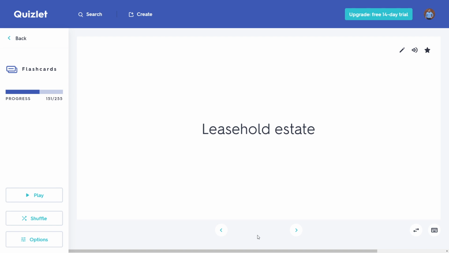All right, so our first term today is going to be leasehold estate. So what is a leasehold estate? Here's a couple seconds for you guys to think this one over, and then I'll come back and give you the explanation.